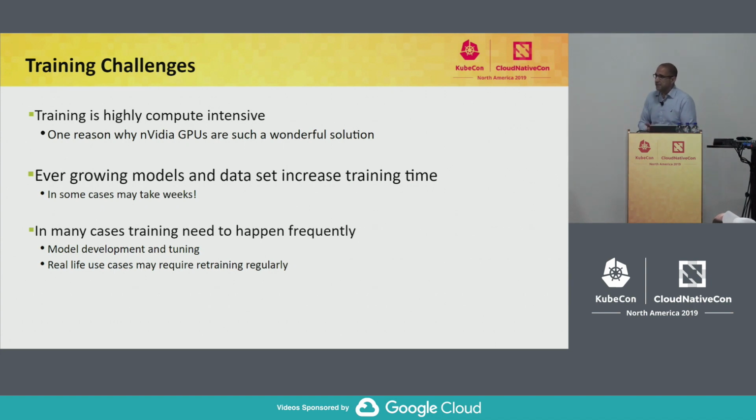The training phase is very challenging. It is a very, very compute-intensive process. This is why NVIDIA GPU is such a wonderful solution, because it allows us to drive computation very fast. But what we see is that those neural networks are growing in complexity, and the input data is growing as well. And actually today, if we are looking at modern models and problems, it takes us weeks to train a model. Obviously, that is very challenging.